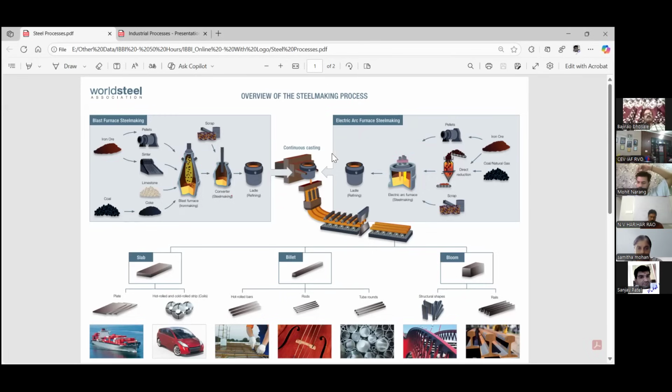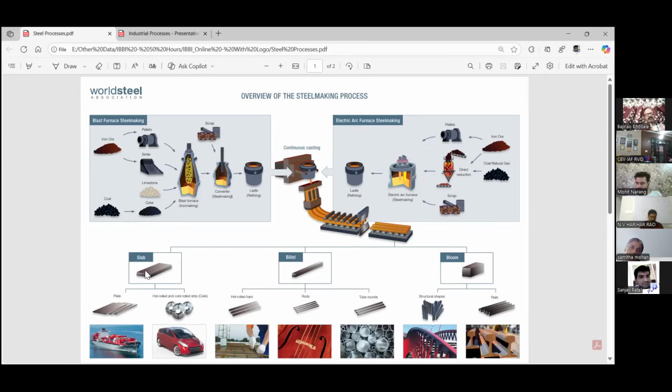This liquid iron then further goes through the ladle to the continuous casting machine. And again, from the casting machines, according to the required shape or applications, we convert it into maybe a slab shape, billet shape, or a bloom shape. And further, this billet, bloom, or slab is converted into its applications.